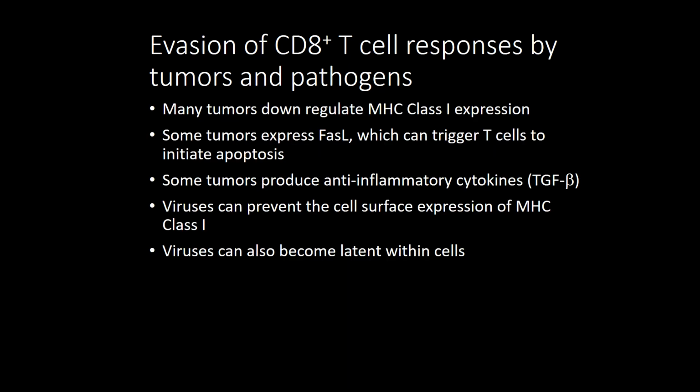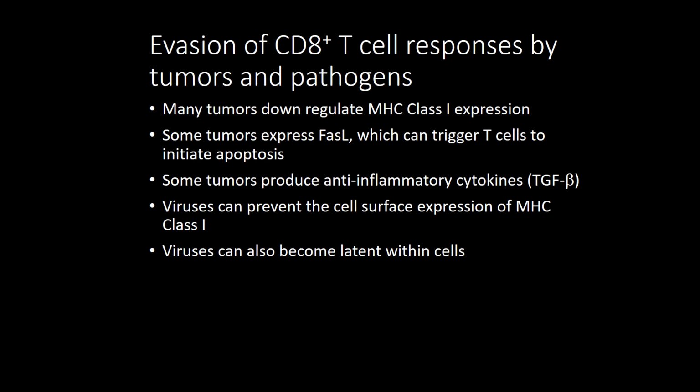Now, one thing that some pathogens and tumors do is try to evade CD8 positive T cells. They can do this by downregulating MHC class 1 expression. If you don't have class 1 expression on the surface, they can't present antigen to CD8 positive T cells, so those cytotoxic T cells will not be able to recognize those infected cells anymore, and therefore the cells are not as effectively killed.